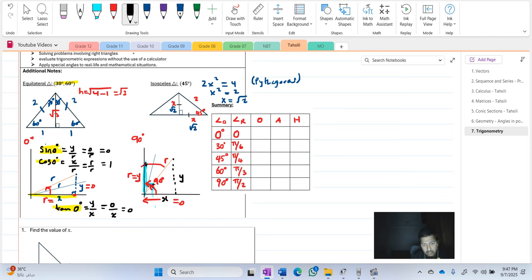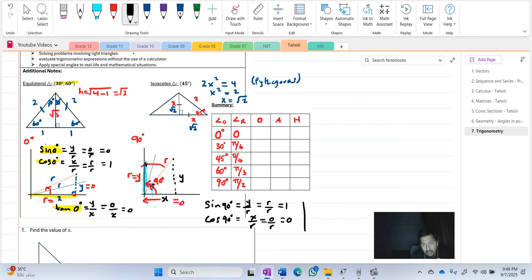We're going to find what is sine of 90. Sine of 90 is y over r, right? But what is y? It is r. So r over r, which is equal to 1. What is cos 90? It is x over r, but x is 0. So we got 0 over r, which is 0.